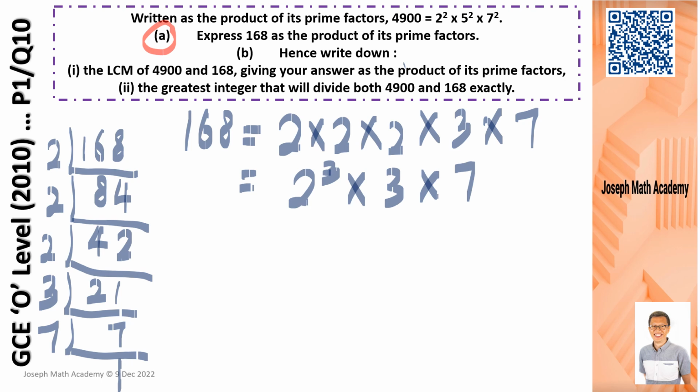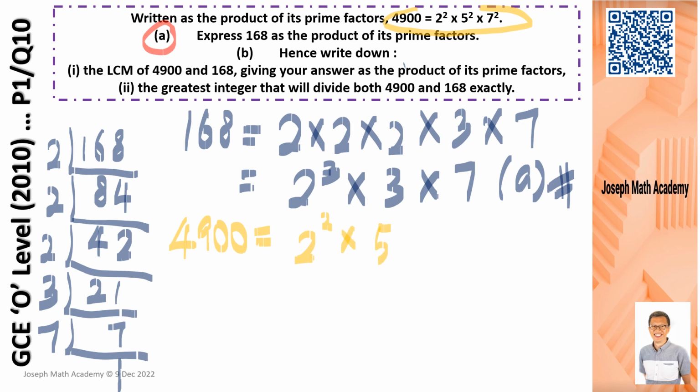All right, so let me write down here for you. This is part A. Part A is done. I'm going to move on to part B. We are supposed to find the LCM of 4,900 and 168. We use back the part A answer. I'm going to rewrite that expression here. 4,900 is written as 2 to the power of 2 times 5 to the power of 2 times 7 to the power of 2.